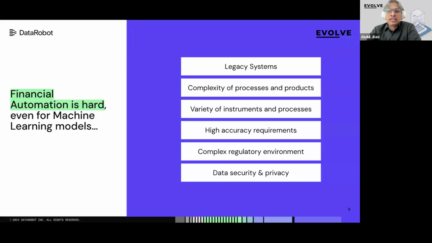The outputs and inputs to the systems for financial automation come from these legacy systems, and they are old. Complexity of processes and products. Even a single transaction that we do with our credit card involves so many entities, in terms of approvals, transfer of funds, transfer of credits, and approvals required. So the complexity of these products and processes in finance is quite high. Variety of instruments and processes. For example, payroll processing: even though every company has payroll processing, every company has its own quirks and process that they follow. High accuracy requirements.